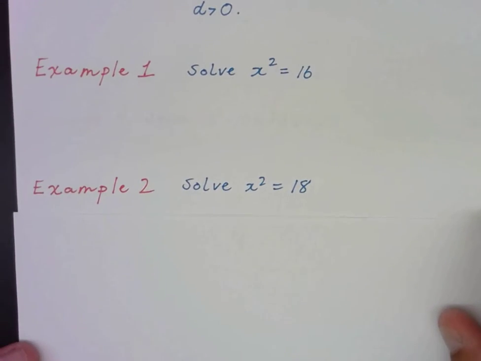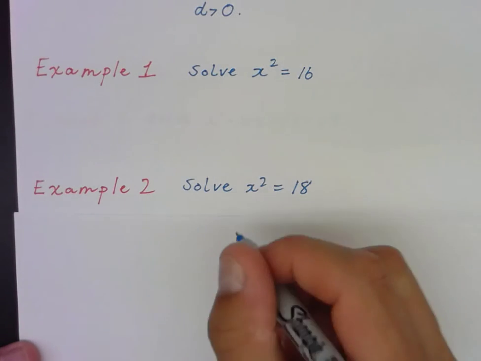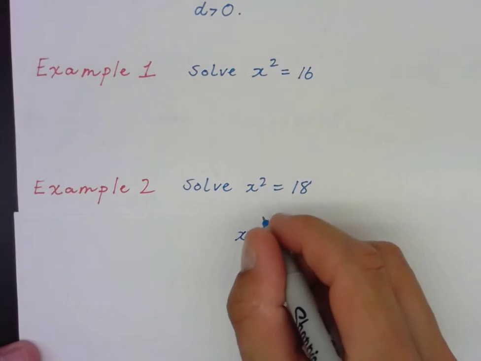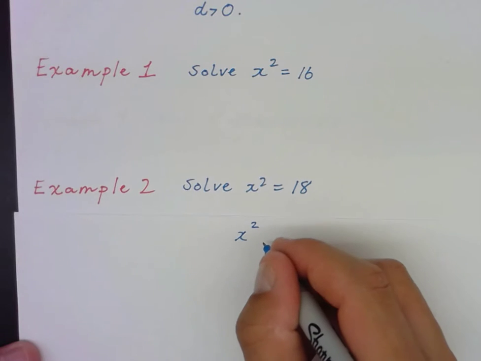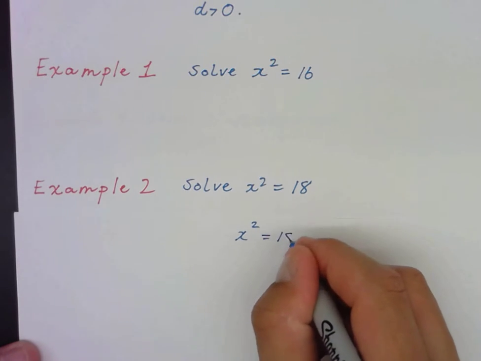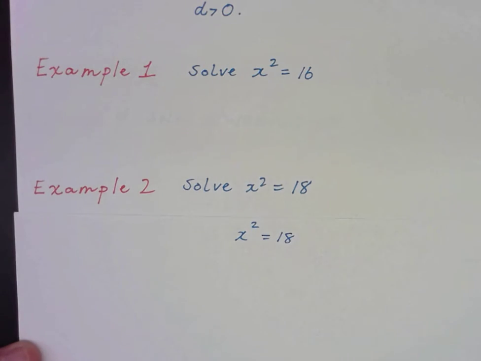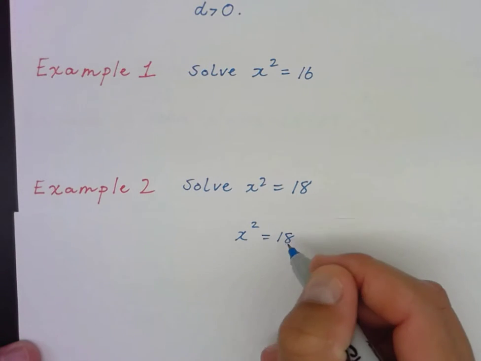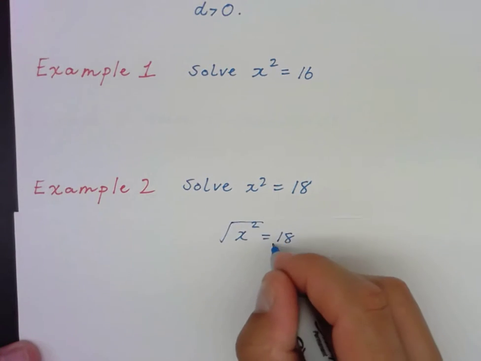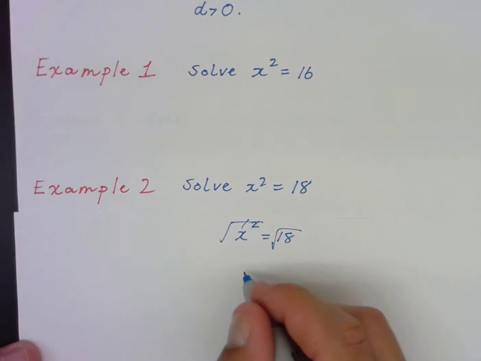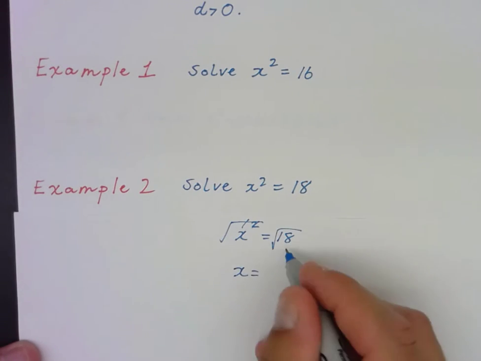I wanted to bring this up because not all of our problems are just going to be perfect squares. 16 is a perfect square. The length and width are the same, but 18 is not a perfect square. So I start off and I say, okay, x squared equals 18. Mathematically, I'm going to square root both sides. Great, cancel, cancel. So now I have x equals the square root of 18.